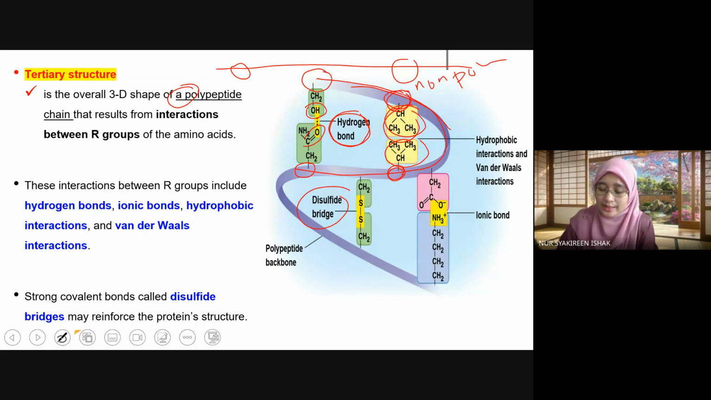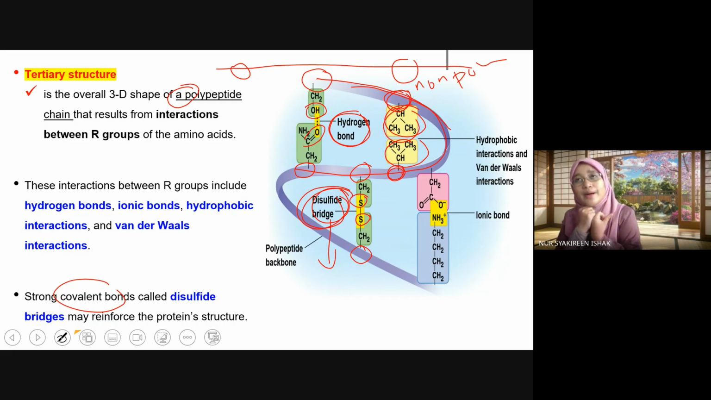So along the chain, there's another amino acid and another amino acid that both has sulfhydryl group. So sulfhydryl group will be interacting with one another to form disulfide bridge. Disulfide, you have to take note, it is a strong covalent bond. It cannot be easily broken by increasing temperature. You apply heat, you increase temperature, you cannot easily break down the disulfide bridge.